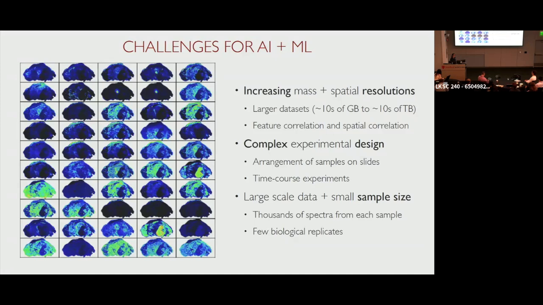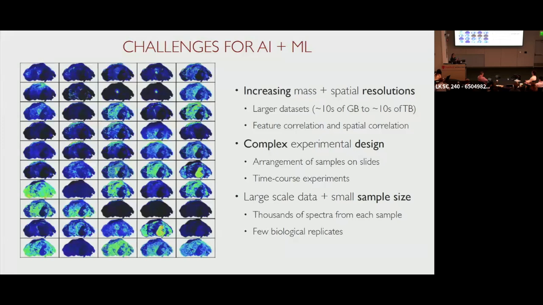And all of that means that we are getting much larger data sets than before. When I first started working on this, a gigabyte was a large data set. Nowadays, that's a pretty small data set, and we kind of start with tens of gigabytes, and you can get up to terabytes in the size of data sets, depending on your mass and spatial resolution. We also have complex experimental designs. You have to think about a lot of things that you don't have to think about when working with traditional proteomics or metabolomics.